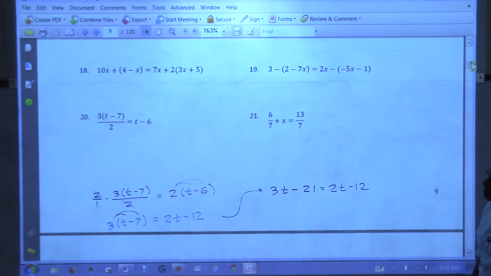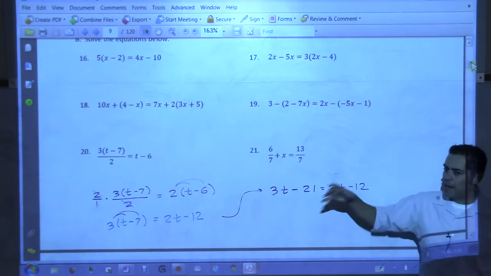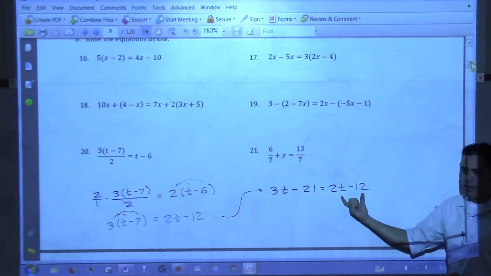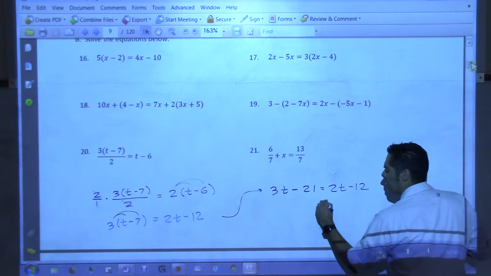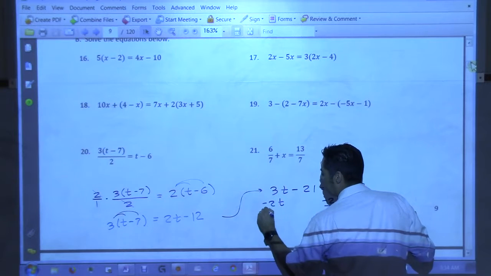Where were we? There. The first step was to combine like terms. So there's nothing we can put together here. There's nothing we can put together here. So at this point, we try and isolate the variable t. So subtract 2t on both sides. Good. I agree. That looks like a good step.